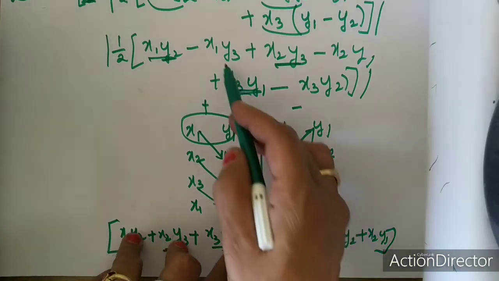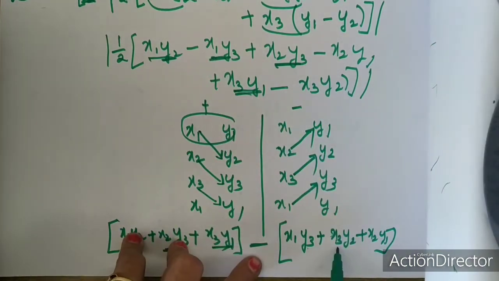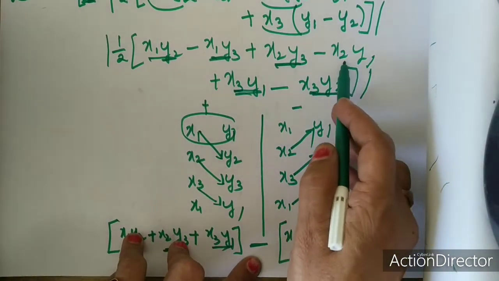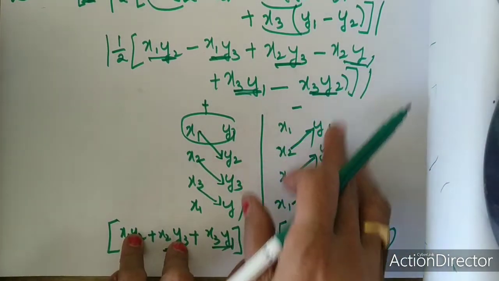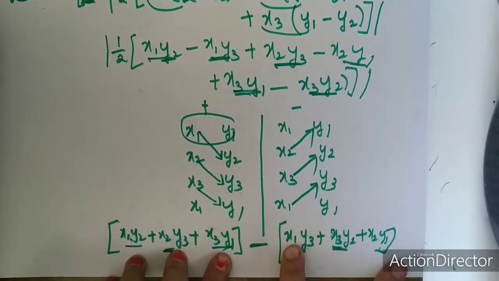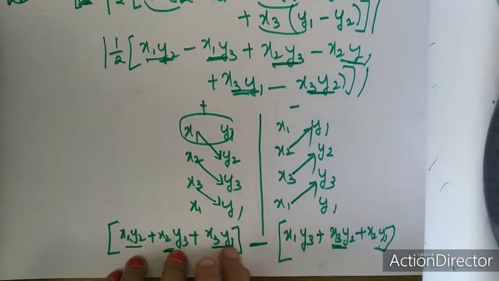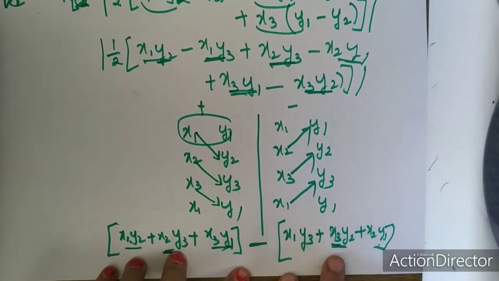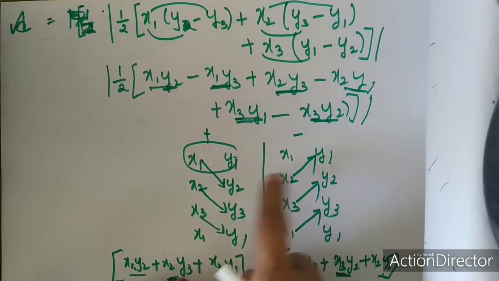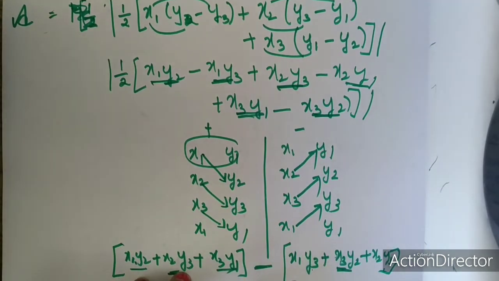Coming over here, x1, y3. Next is x3, y2 and here also x3, y2, and x2, y1. All the values are here. I am grouping all the positive terms together and all the negative terms together. Both I am adding and finally I am subtracting. This is one more method to remember the formula. You do both separately and subtract the answers.